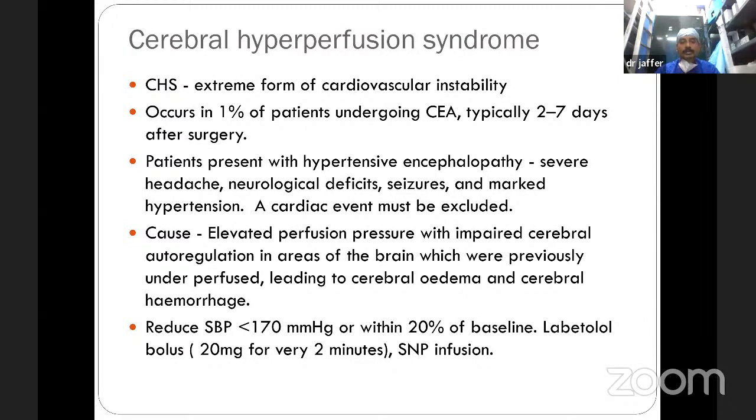So the cause, as already mentioned, is elevated perfusion pressure with impaired cerebral autoregulation in the areas of the brain which were previously underperfused, which leads to cerebral edema and cerebral hemorrhage. So our main goal is to reduce the systolic blood pressure to less than 170 or within 20% of the baseline. We can use labetalol boluses or SNP infusion. Thank you.